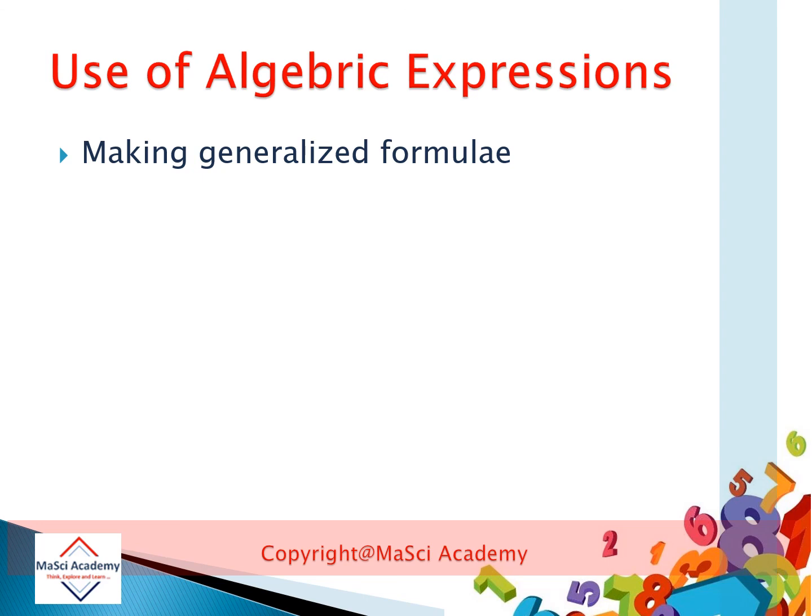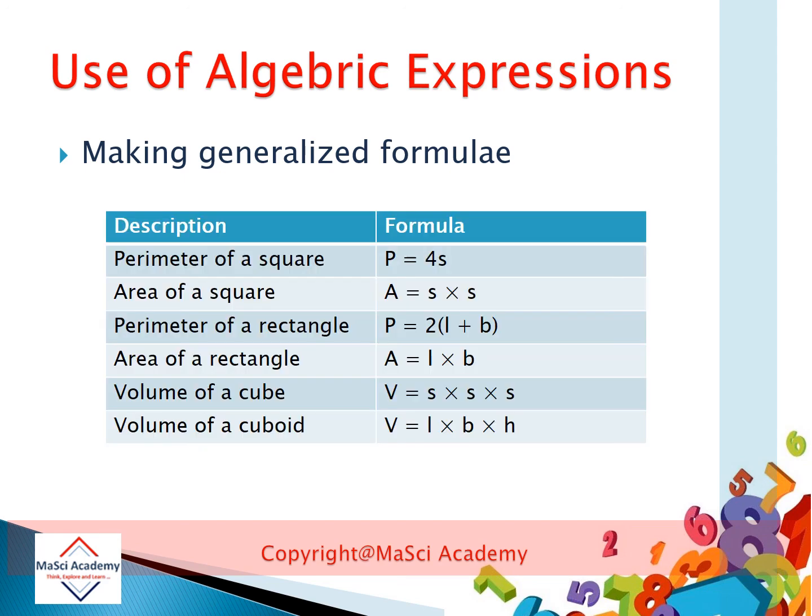There's another use of algebraic expressions: to make generalized formulae. For example, we are all aware of the generic formulas we have used so far. The perimeter of a square, P is equal to 4 into s. Area of the square, A is equal to s into s. Perimeter of a rectangle, P is equal to 2 into (l plus b). Area of a rectangle, A is equal to l into b. Volume of a cube, V is equal to s into s into s. Volume of a cuboid, V is equal to l into b into h.